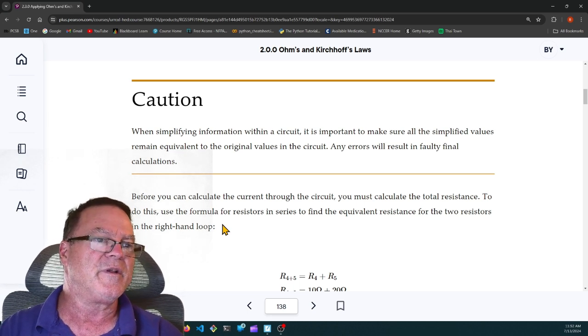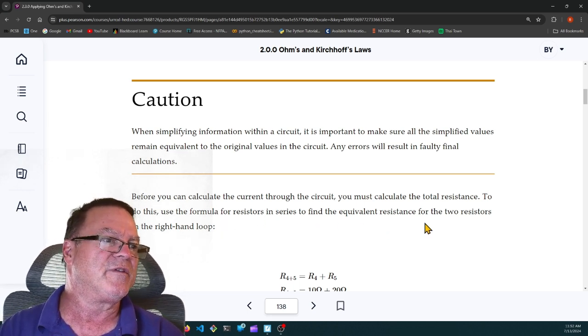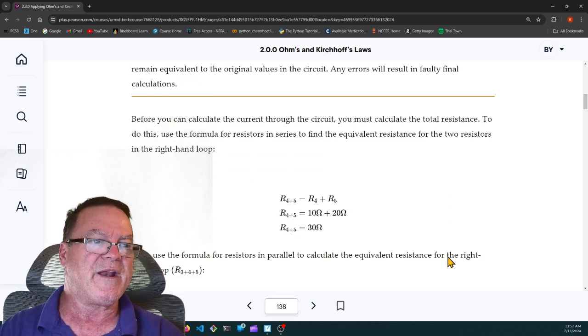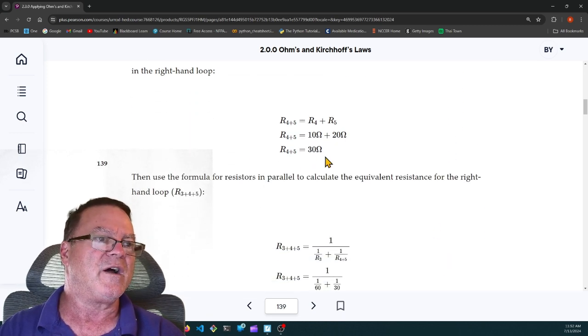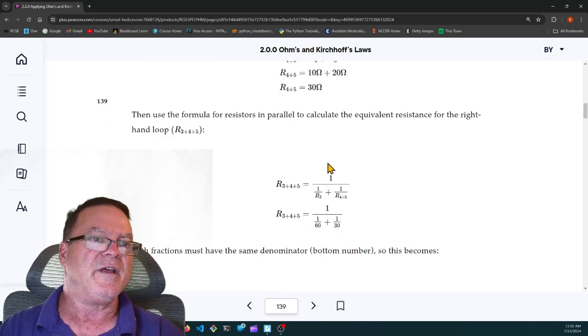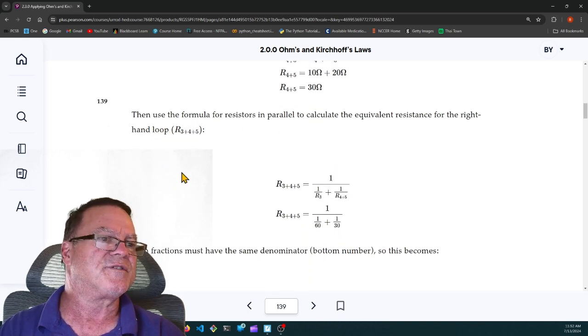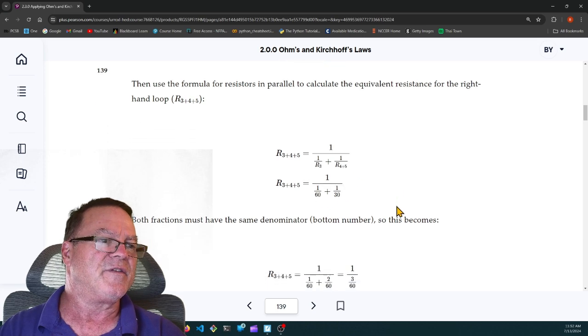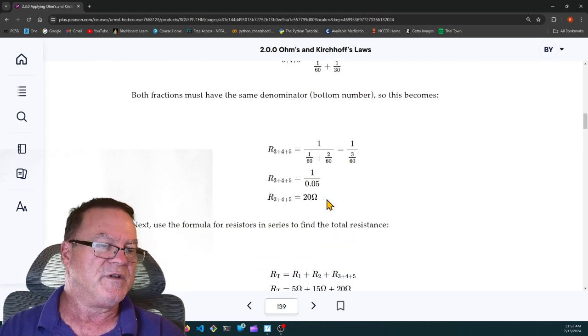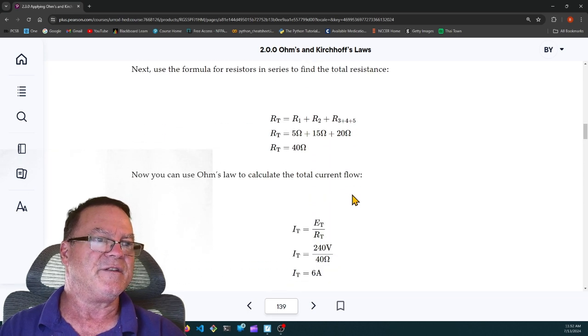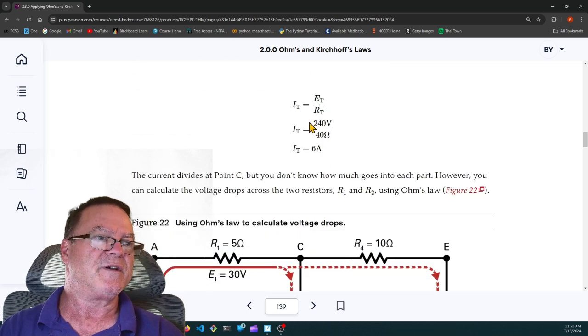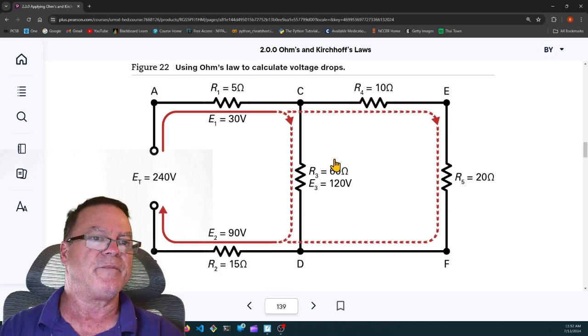To do this, use the formula for resistors in series to find the equivalent resistance for the 2 resistors in the right-hand loop. That was R45, it's 30. And then we use product over sum. They're using the reciprocal method to find the total of 20 ohms. And then that is in series with the 15 and the 5. So we got a total of 40. And then we figured out, because we have 240 volts and 40 ohms, we had 6 amps of total current.